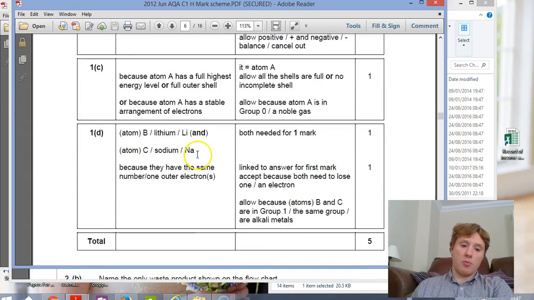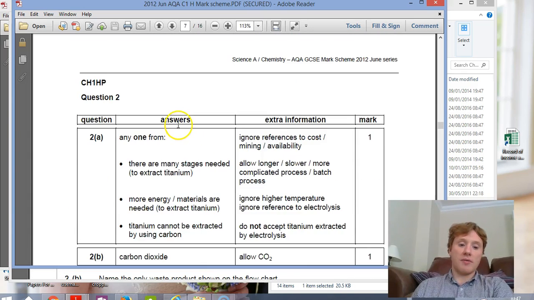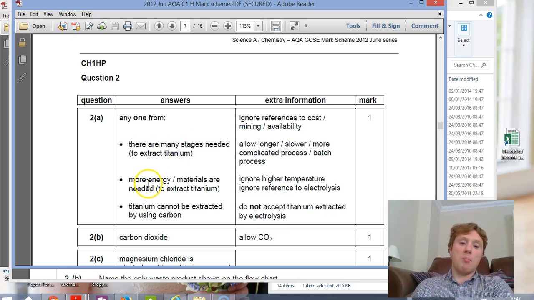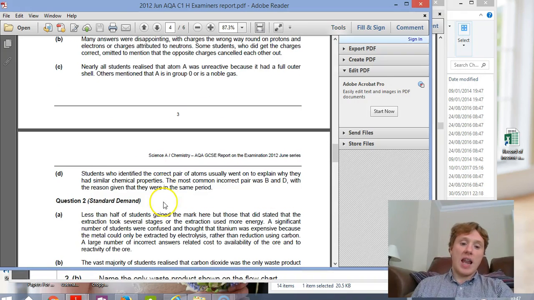Right, so why is it more expensive? Lots of reasons. There are many stages. More energy is needed. Electrolysis is when you stick an electric current through a molten ionic compound. So you have to put loads of energy in to heat it up to melt it, because ionic compounds have a melting point of several hundred degrees to about several thousand degrees, and you don't need that for iron extraction. Titanium cannot be extracted using carbon. So the mark scheme: less than half gained the mark for those that said the extraction took several stages or more energy. So there you go.